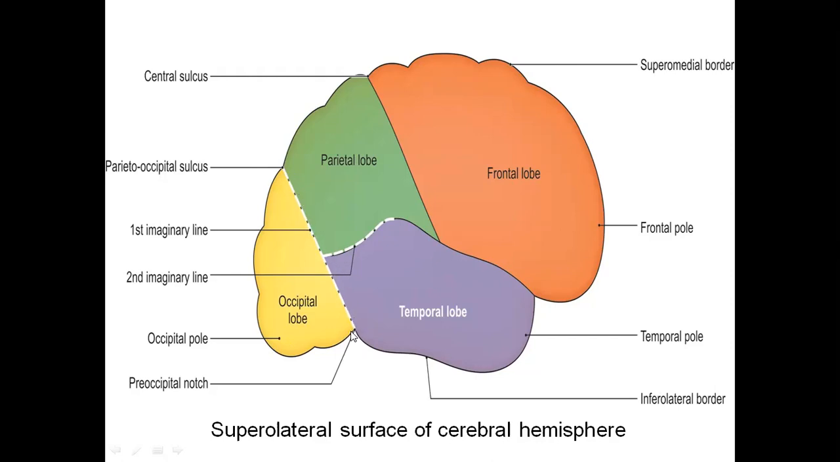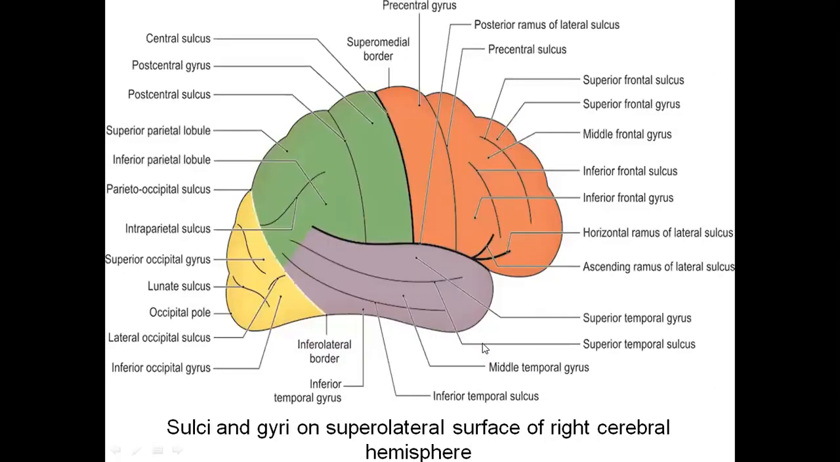If you just draw one imaginary line going upwards and touching the parieto-occipital sulcus, and if you again extend one line from the lateral sulcus to the parieto-occipital sulcus, then this imaginary plane of these two lines, an inverted L-shaped line, will divide the brain completely into these 4 lobes: the frontal, parietal, temporal, and occipital.